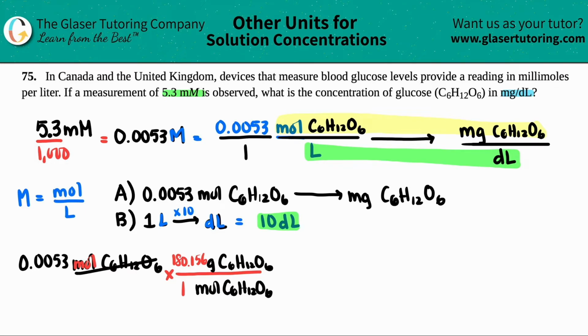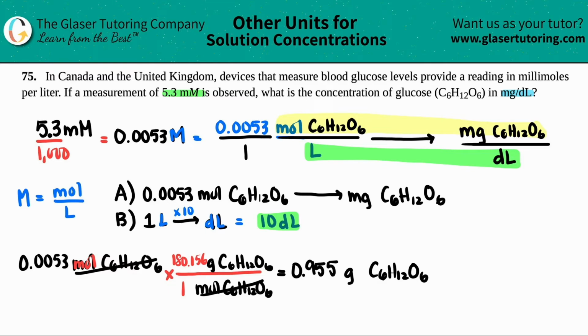Cancel off the units that you can cancel. And now, let's figure this out, right? 0.0053 times that mass is 0.95, I guess we'll round it to 3 sig figs because it's not technically the answer. So we like to leave a couple of more sig figs. So 0.955, and that's in grams of C6H12O6.